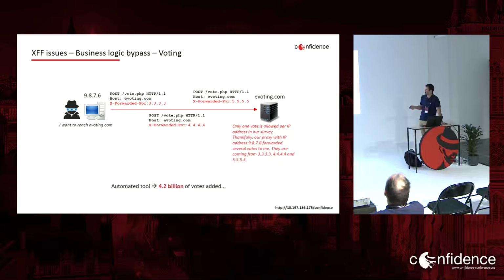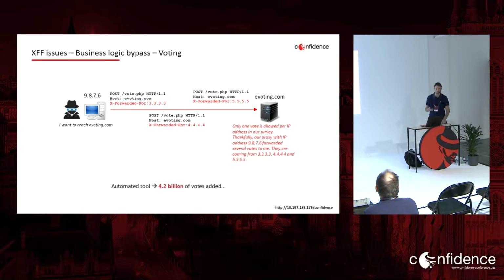Again, I just calculated it really quickly. Basically, you can add yourself like 4.2 billion votes. And again, that's a vulnerability which I identified during one of the bug bounty programs. It's not a common one, but it will allow you to impact the results of the voting pretty much.